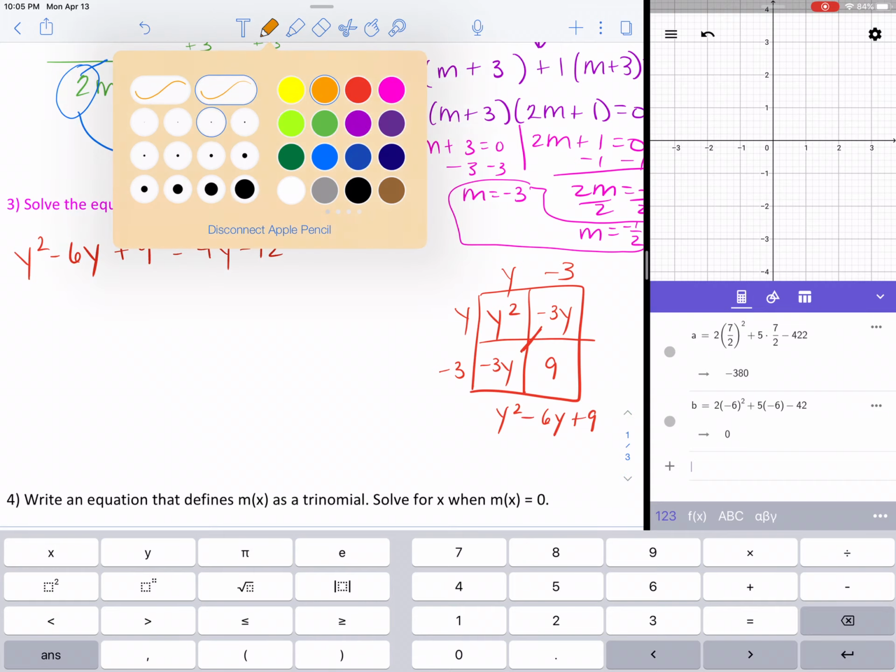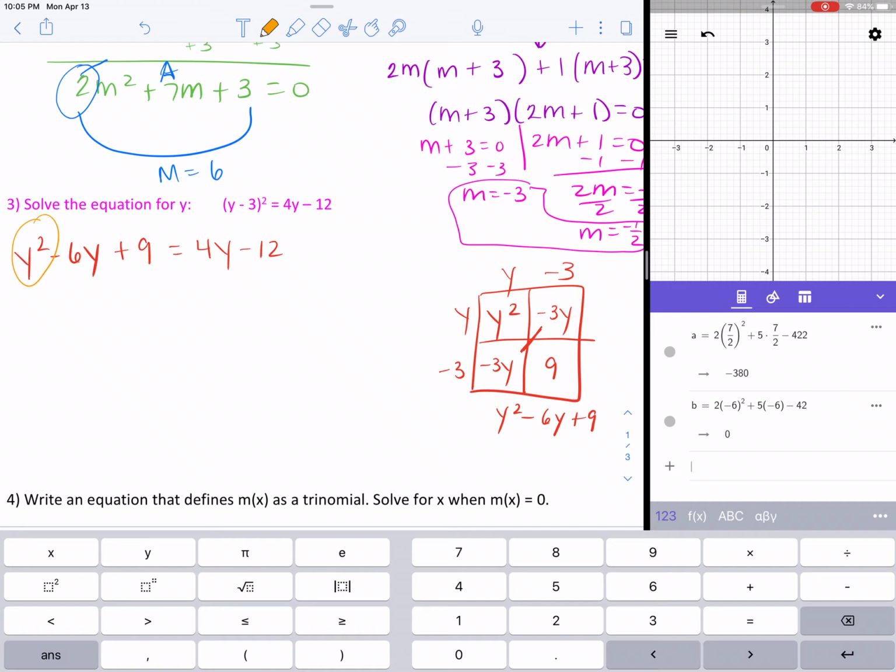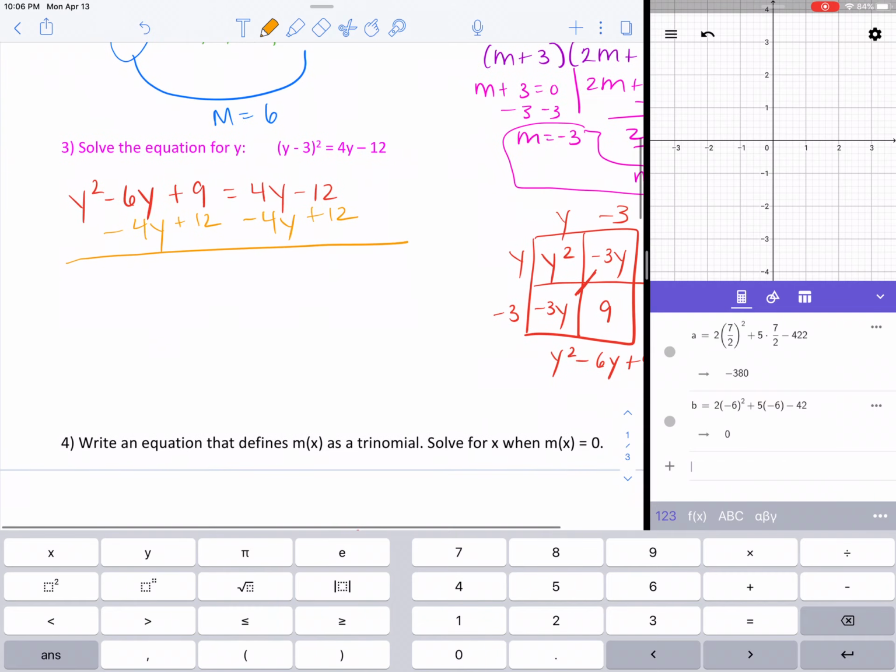Now, as soon as I see that squared term, I know it's a quadratic equation, which requires me to get it set equal to 0. So I'm going to minus 4y on both sides, and I could add the 12 on both sides in the same step, because it lines up with your like terms. I get y squared, negative 6y and negative 4y is negative 10y. 9 and 12 is plus 21, equal to 0.